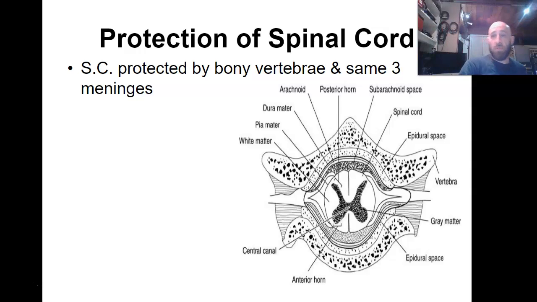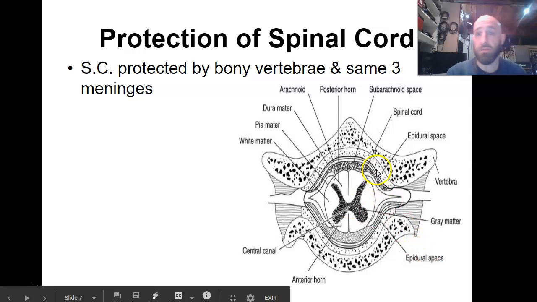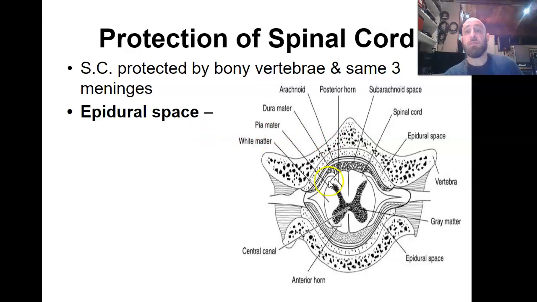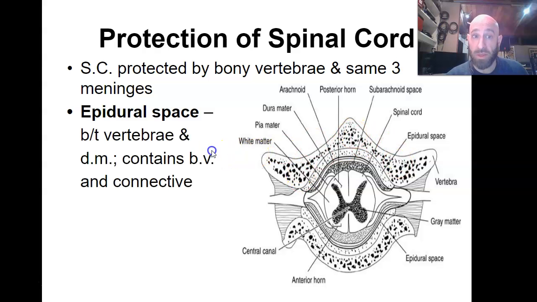There are a couple of things that protect the spinal cord. It's going to be the vertebrae and also those three meninges which protect the brain as well. There's a space that exists between the actual bony part, so this would be the bone here, that's the actual vertebrae, and the actual spinal cord. There is a space there known as the epidural space.